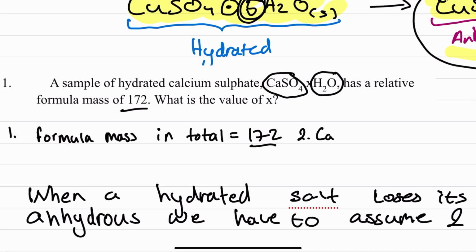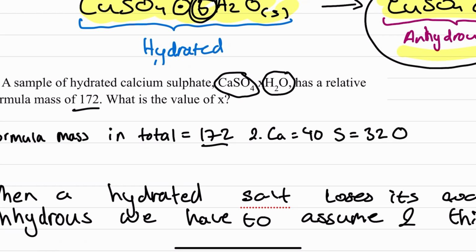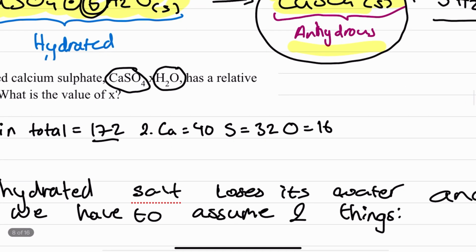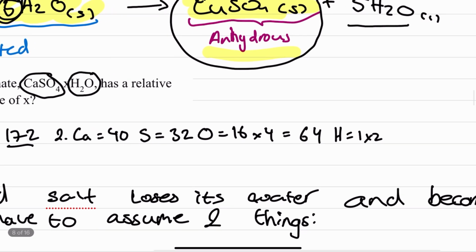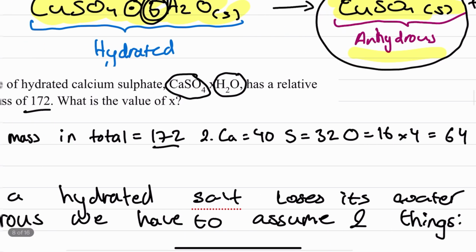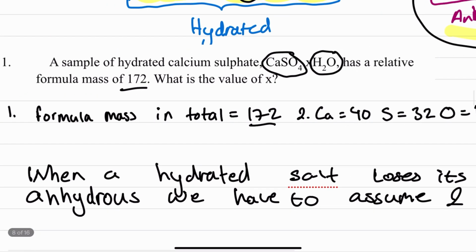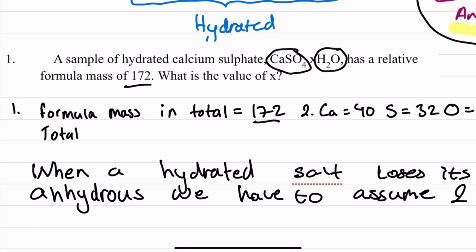So, we know calcium oxide is present. This has a formula mass of roughly 40. We know sulfur is present. This has a formula mass of 32. Oxygen has a formula mass of 16. And we know there are 4 molecules of oxygen, so we have to multiply that by 4, which gives us 64. Then we have hydrogen, which is 1, multiply that by 2 because there are 2 hydrogen molecules, gives us 2, and then another oxygen, which is 16. So then we get the total formula mass that we can calculate through the question. Total formula.